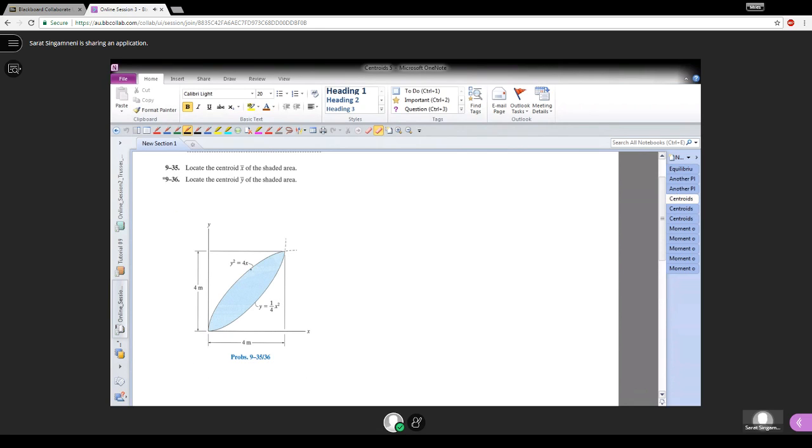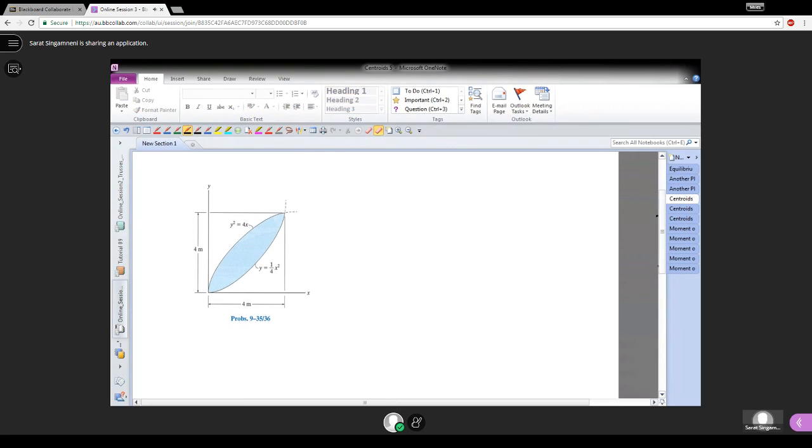So we can roughly estimate the centroid is somewhere over here. And what we want is its x and y coordinates. To get that, we need to first take a strip. Should we go with a vertical strip or a horizontal strip? Here, the shaded area is enclosed between two curves, so both strips are equally good or equally bad. I will take a vertical strip like this.